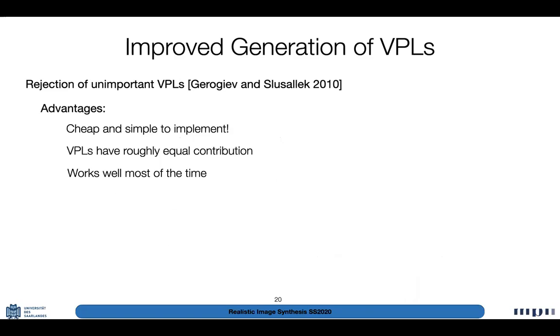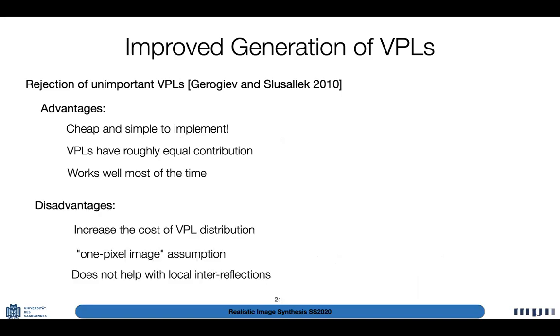By just doing that, the algorithm becomes simpler. This process is rather cheap to do, and thanks to that, all the VPLs have roughly equal contribution, which works well most of the time. The problem with this approach was that, first of all, it increases the cost of VPL distribution because you have to keep track of their energy. You first have to generate the pilot points, and then you compute the corresponding probabilities to see if you can accept or reject the corresponding VPL.